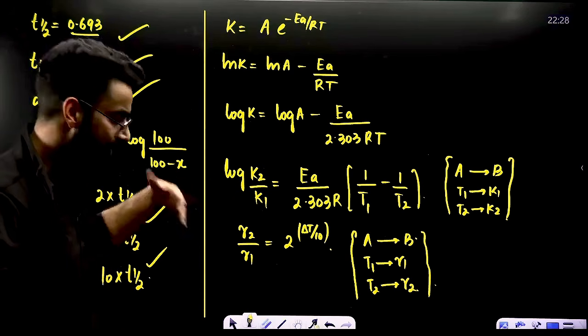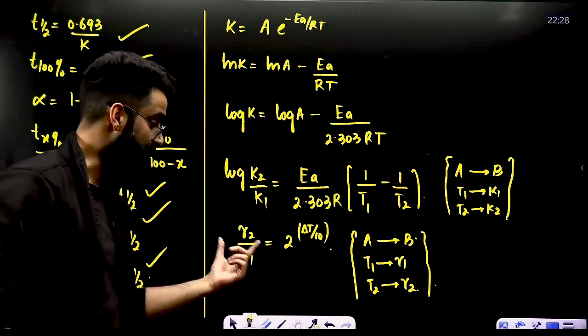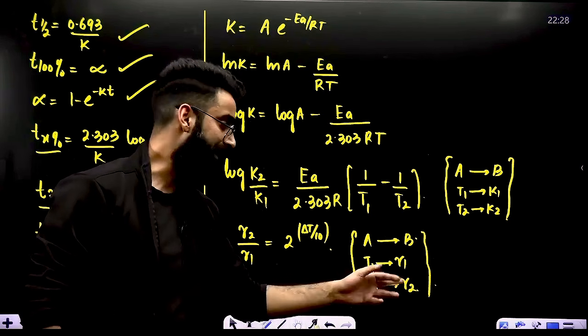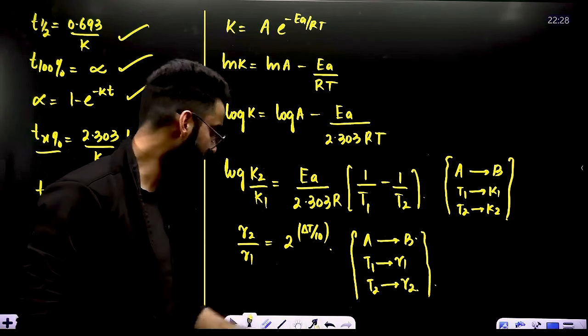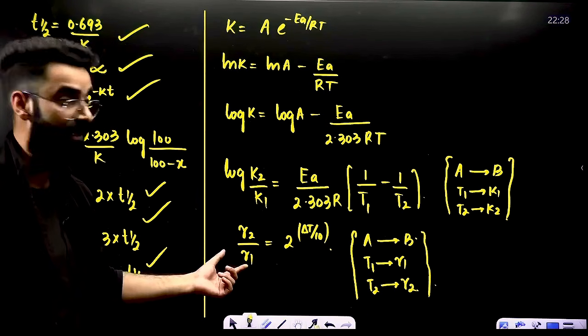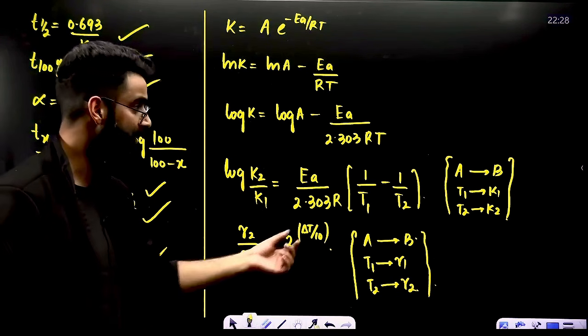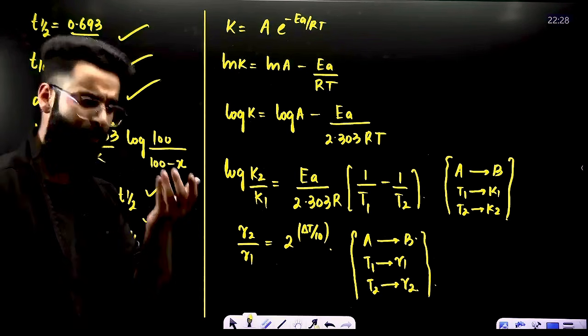Perfect, right? Now, this is one more result which you need to know. When you change the temperature of the reaction, how many times the rate of reaction changes. Perfect. And your equation over here becomes R2 divided by R1 is equal to 2 raised to power delta T, which is change in temperature, divided by 10. Perfect. Now comes the last thing.